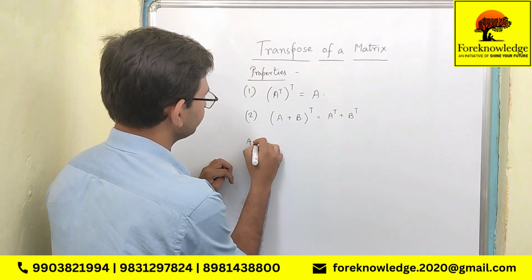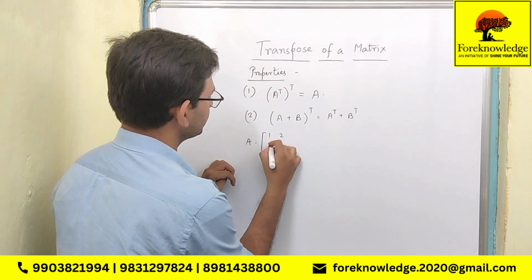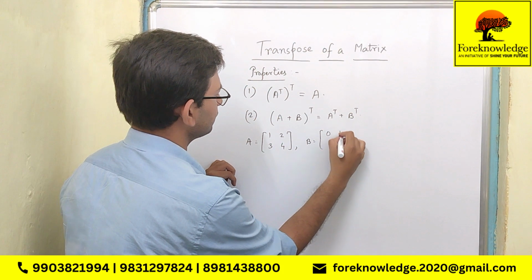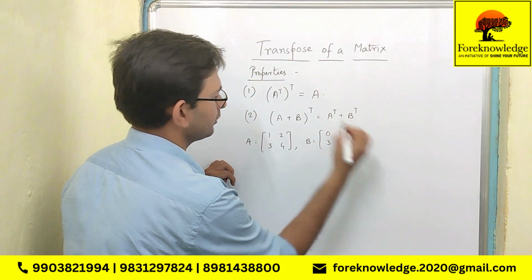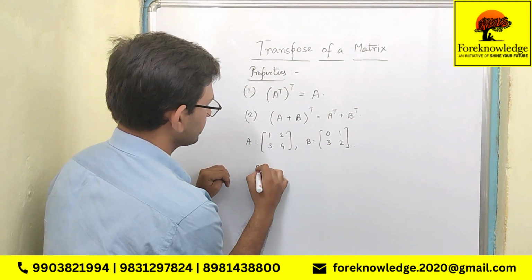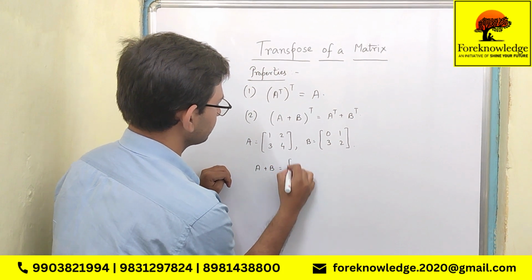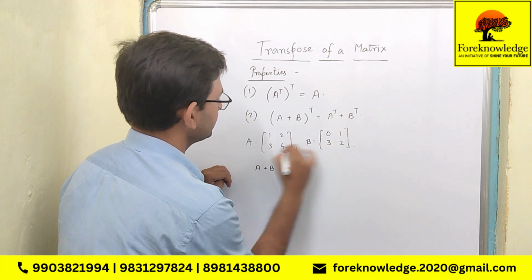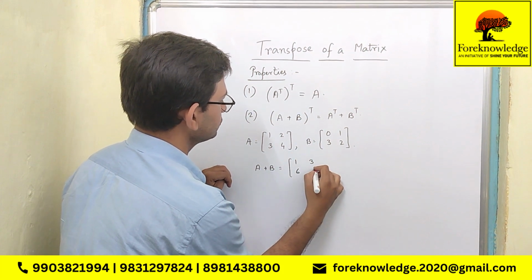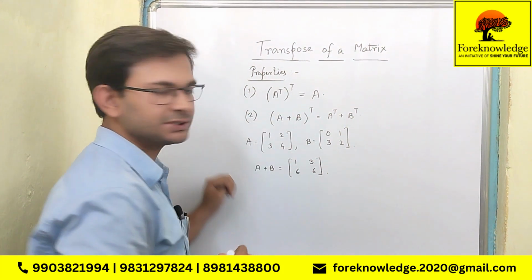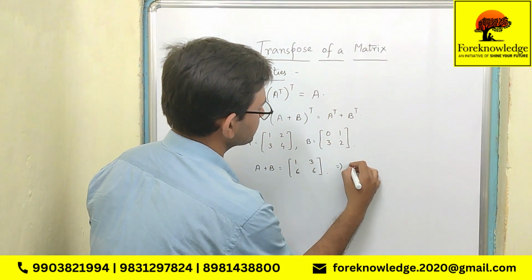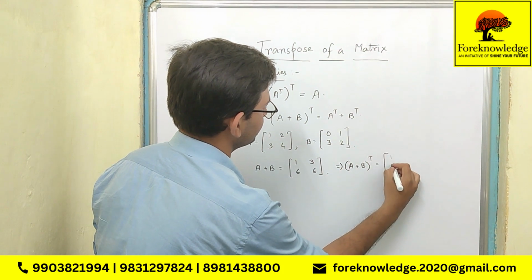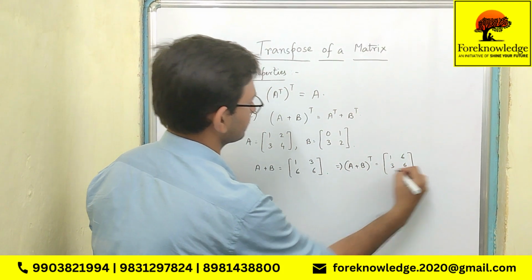Suppose A is 1, 2, 3, 4 and B is 0, 1, 3, 2. Then A plus B is 1 plus 0 is 1, 2 plus 1 is 3, 3 plus 3 is 6, 4 plus 2 is 6. This is A plus B. So A plus B transpose, with rows and columns interchanged, is 1, 3, 6, 6.